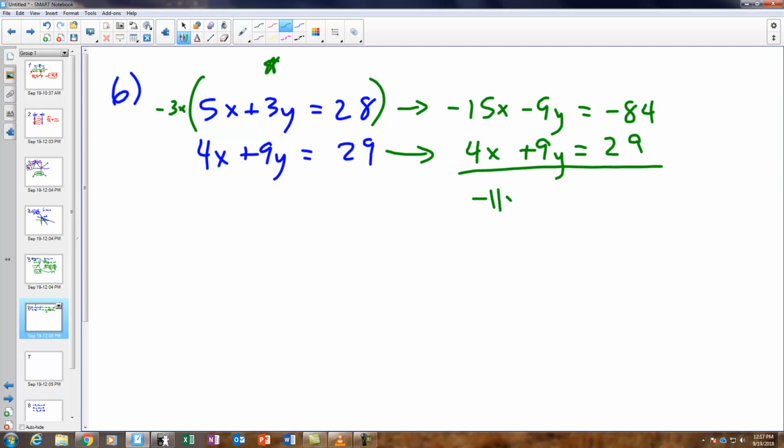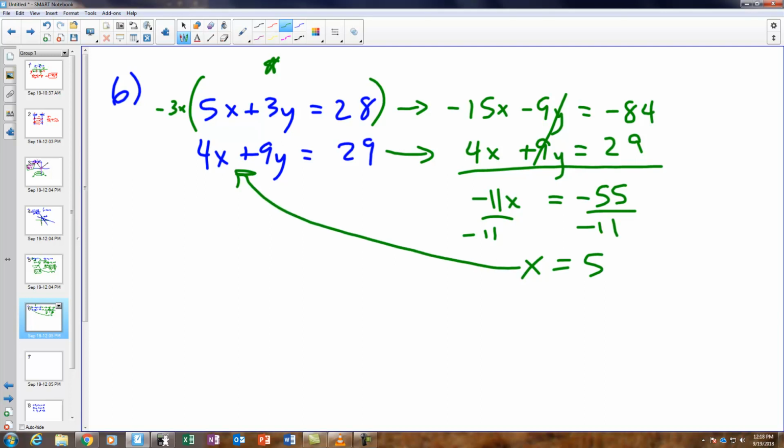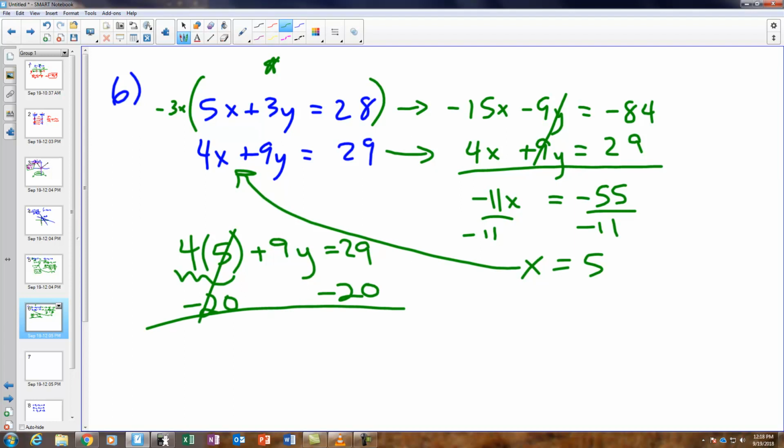If I combine my like terms, I get negative 11x. The 9y's cancel. Now that was the goal. That's the elimination that I was after, and this would be negative 55. Dividing by negative 11, I get x equals 5. Now that I know that x equals 5, I'm going to bring that information back to one of the original problems. Let's do 4 times my 5 for x plus 9y equals 29. 4 times 5 is a 20, so I'm going to minus 20 from both sides. That should cancel the 4 and 5, leaving me with 9y equals 9, so y must be 1. So my ordered pair here would be 5, 1.